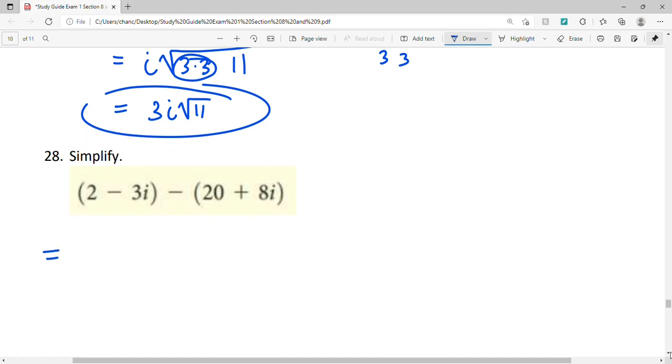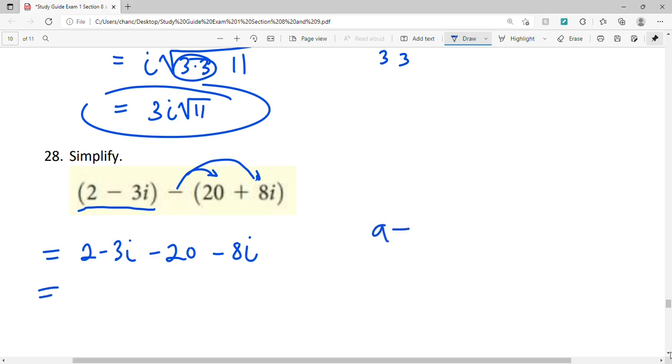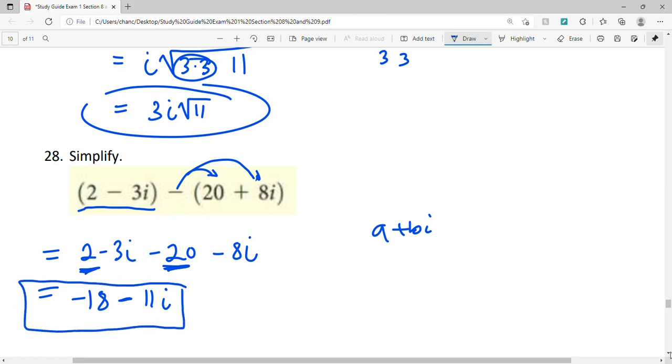For example 28, we need to distribute. So for the first part, we can just remove the parentheses. We'll get 2 minus 3i. For the second part, I need to distribute that negative. This gives me negative 20 minus 8i, and then we'll simplify. Remember, we want our answer in a plus bi form. So we'll add the real parts with the real parts. We have negative 18, because 2 minus 20 is negative 18. And negative 3i minus 8i, that's a negative 11i. We can't simplify it further than that. We have to stop here.